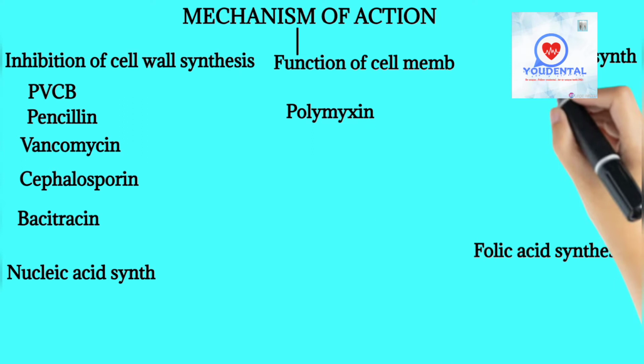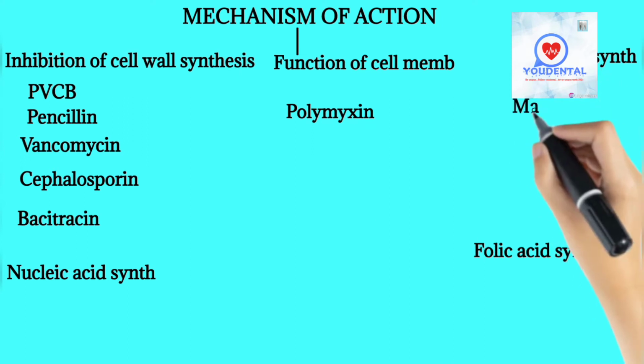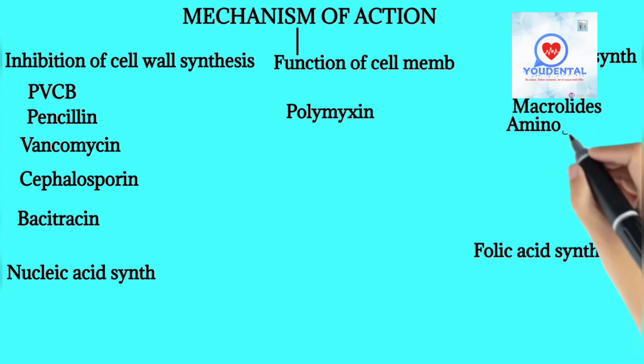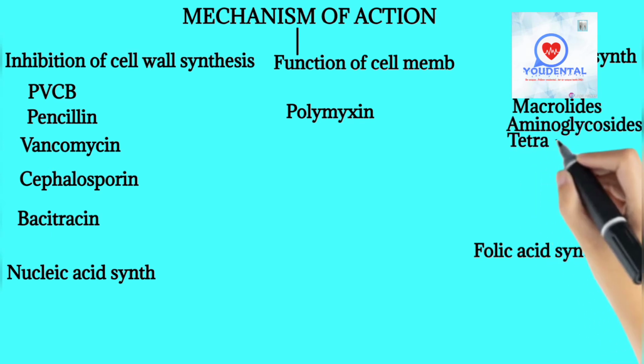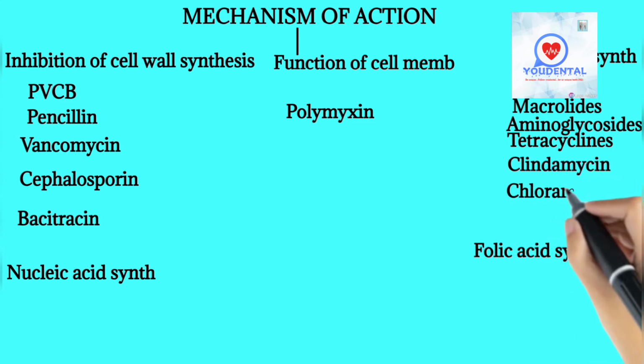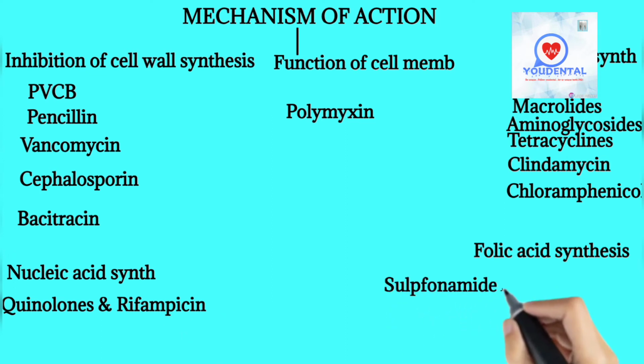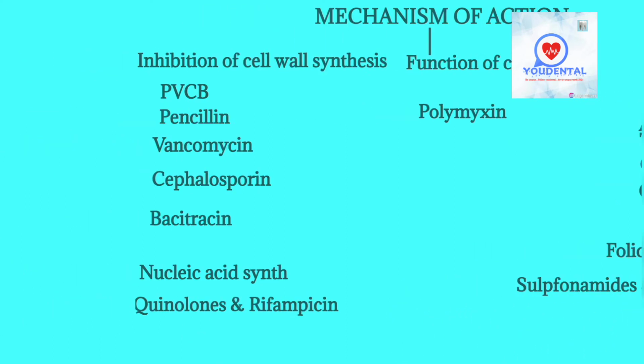For the function of cell membrane, it is polymyxin. For protein synthesis, remember MAC square: macrolides, aminoglycosides, tetracyclines, then 2Cs, clindamycin and chloramphenicol. Then for nucleic acid, it is quinolones and rifampicin. For folic acid, sulfonamides and trimethoprim.